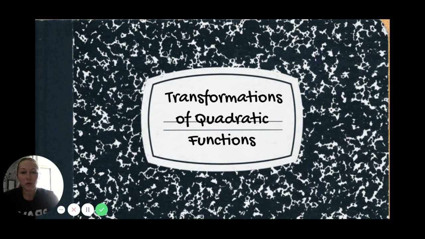Hey guys, so this week we're also learning about transformations, but we're only going to focus on quadratic functions. Quadratic functions are really important in Algebra 1, and then as we go into Algebra 2 later on in high school. So we're going to do the same thing we did this week. We're going to just focus on one type of function.